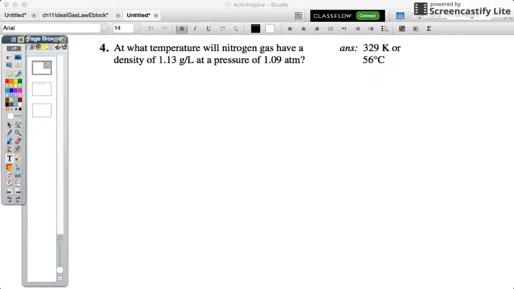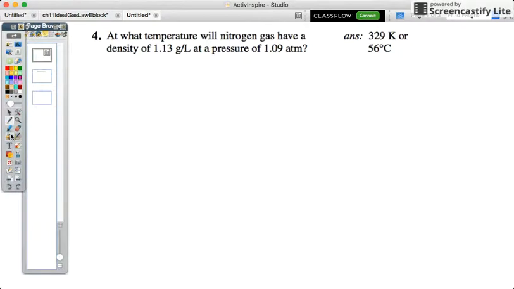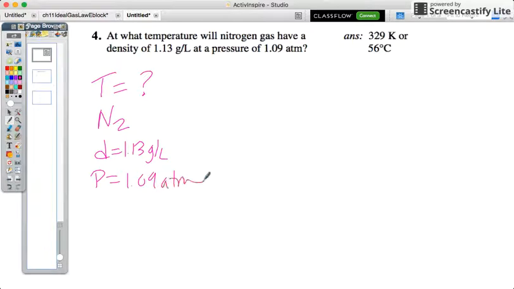Okay, so we're going to solve this problem that presents some difficulty for us because we do not have enough information to use the ideal gas law up front. It says, at what temperature will nitrogen gas have a density of 1.13 grams per liter at a pressure of 1.09 atmospheres? I can see with atmospheres that my R should be 0.0821.